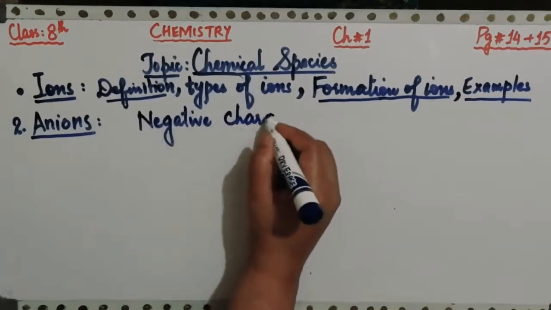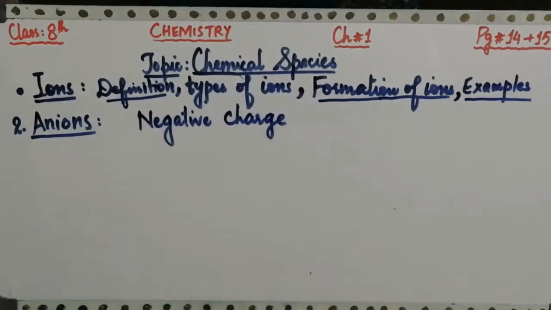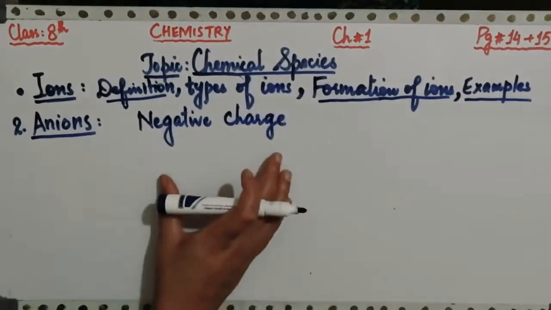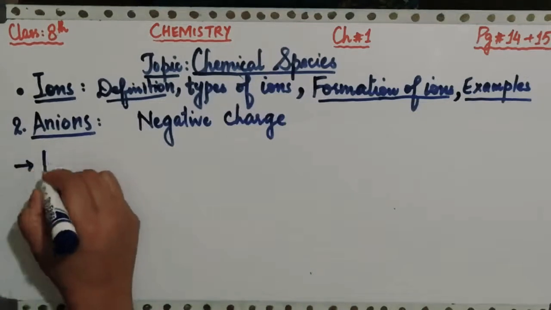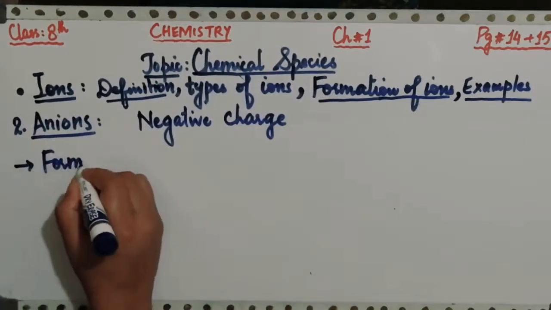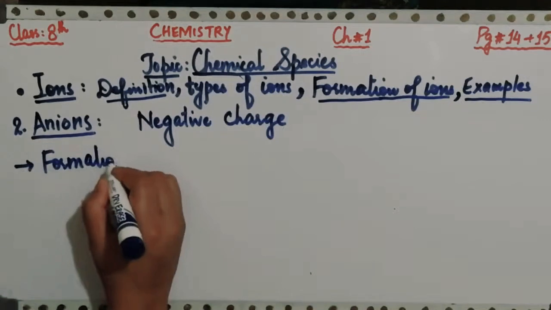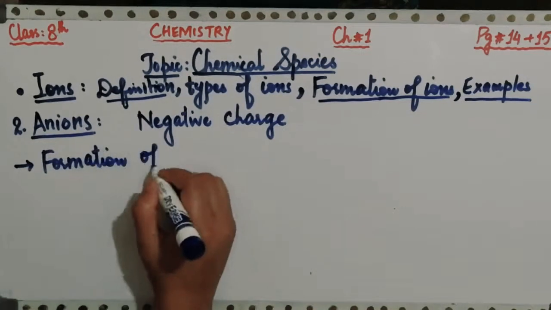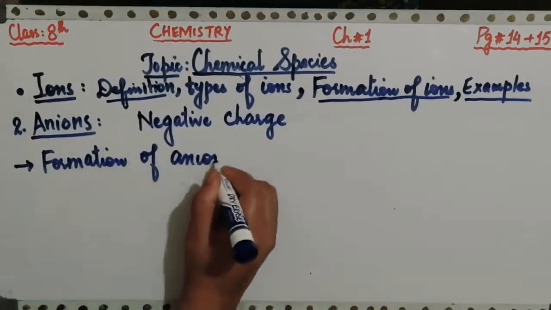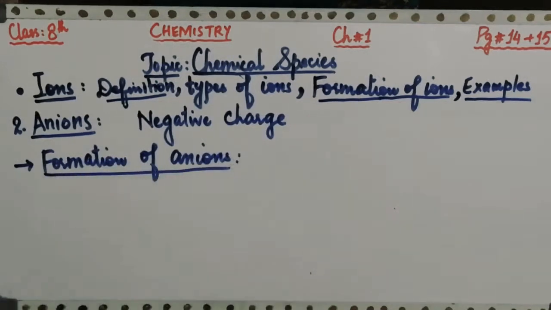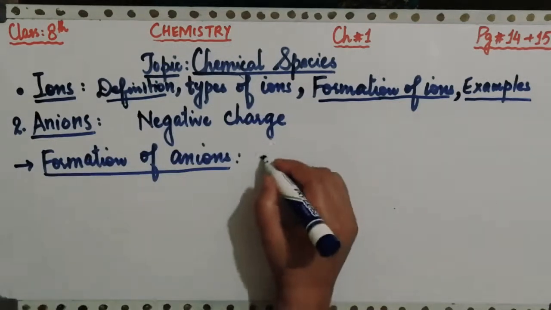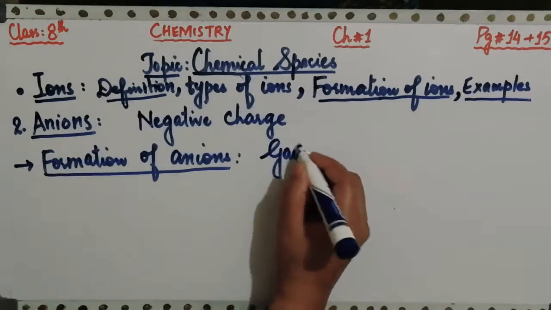Negative charge on them. After the main definition, you will move on to the formation of ions. So the next heading is formation, that is, how anions are formed. So, formation of anions. Anions are basically formed by accepting or gaining of electrons. So you have to remember this.